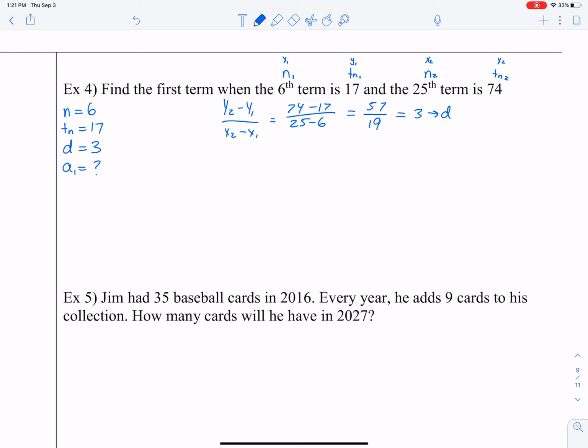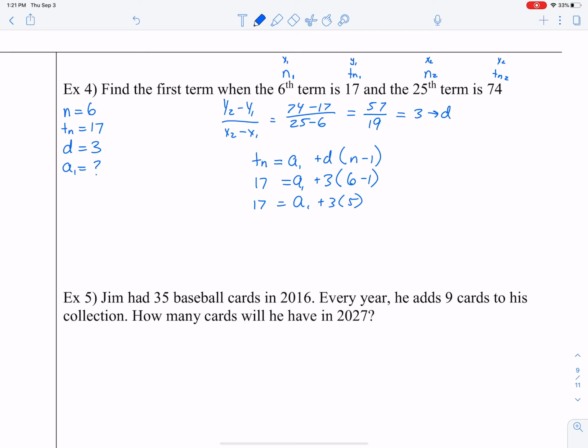And then now at this point, we're going to use our formula and solve for a. So tn is equal to a1 plus d times n minus 1. And we'll put in the information we know. So we know 17 is equal to a1 plus, our d is 3, and our n is 6 minus 1. If you wanted to save a step, you can do this calculation in your head and just write a 5 down here. But I'm going to write it all out.